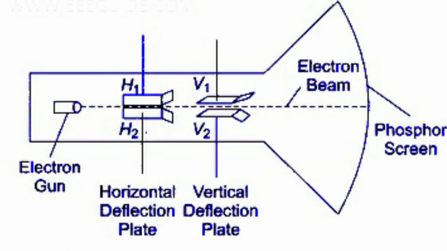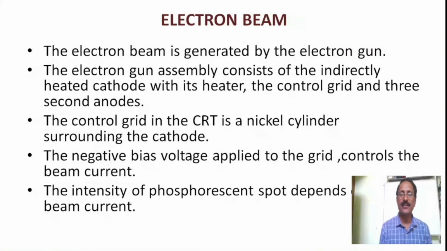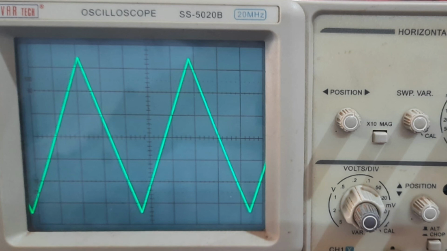So this is all about the introduction of the oscilloscope, the basic diagram of the cathode ray tube, and a brief introduction about the electron beam in the case of the cathode ray oscilloscope. In the next session, we can discuss the other parts of the cathode ray oscilloscope.